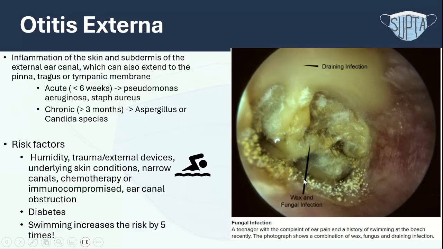So this picture here is a teenager with ear pain, history of swimming at the beach, and he has wax and fungus. You can see it's a fungal infection there.